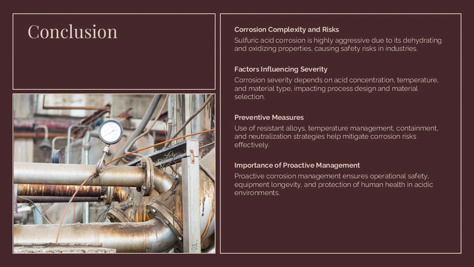Preventive measures, including the use of resistant alloys, temperature management, containment systems, and neutralization strategies, are essential to mitigate these risks. Understanding the mechanisms and effects of sulfuric acid corrosion enables industries to implement effective control measures, ensuring operational safety and equipment longevity. Ultimately, proactive management of sulfuric acid corrosion is critical for maintaining reliability and protecting human health in environments where this powerful acid is present.